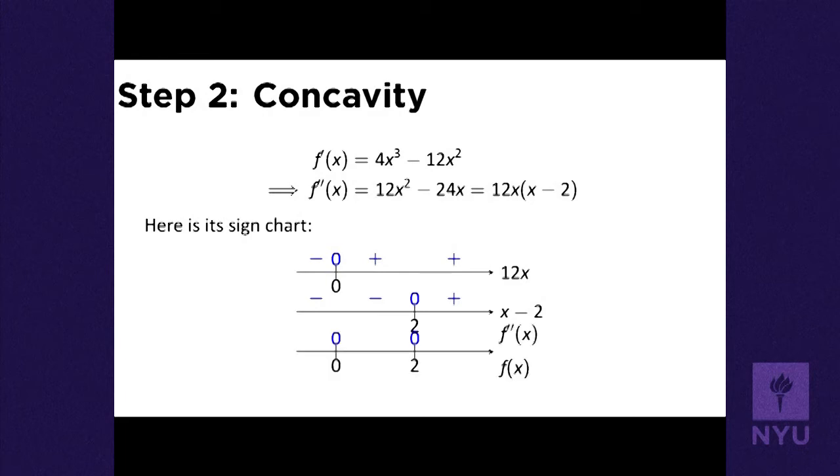The second derivative is going to be the product of these two things. So when x is less than 0, negative times negative is positive. Positive times negative is negative. Positive times positive is positive. Okay. And what does this tell us about the graph of the function? I know that it's concave up when x is less than 0. I know that it's concave down when x is in between 0 and 2. And I know that it's concave up when x is greater than 2. Okay, so we have the complete monotonicity sign chart. We have the complete concavity sign chart.